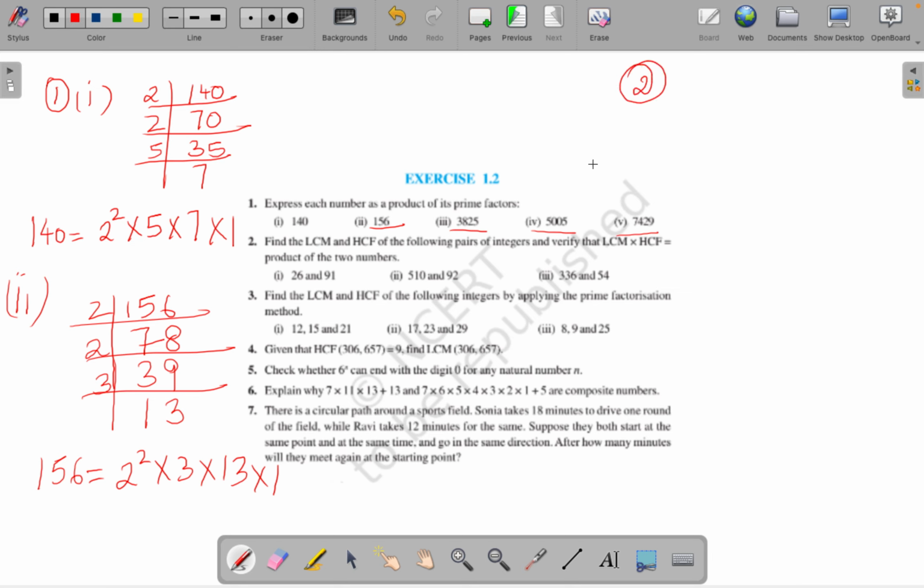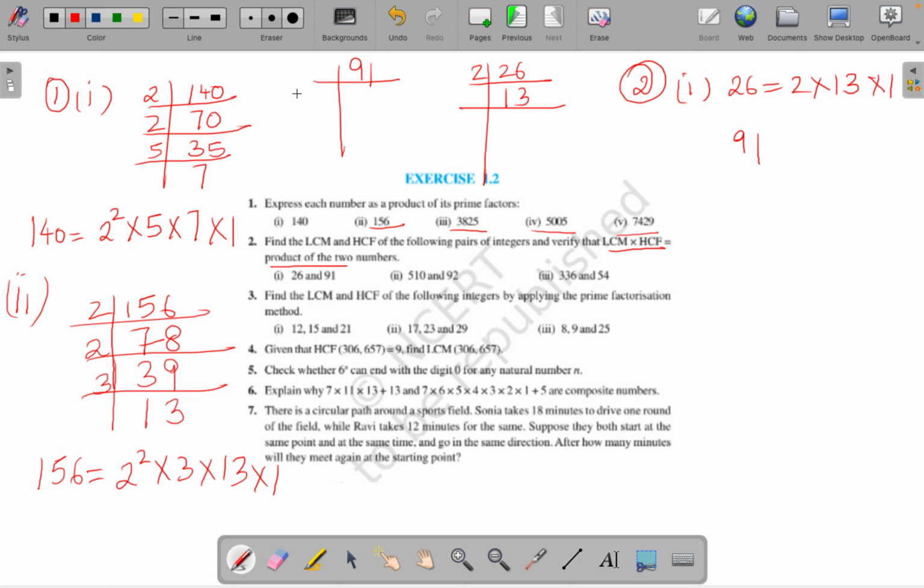Let's do question number 2. After prime factorization, let's check what we are getting, that LCM into HCF will be equal to the product of the two numbers. Let's check. Suppose I want to do the first question. 26 and 91 are two numbers. Let's find out the factors first. 26, so 2 1s are 2, 2 13s are 26, so this is 2 into 13, children. Obviously into 1 is always there.